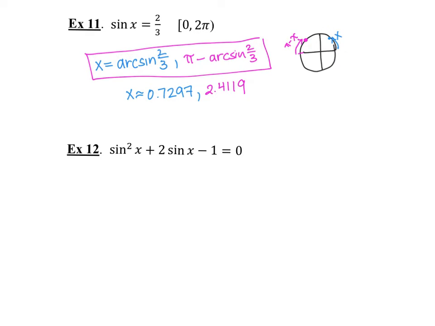Example 12 is sine squared x plus 2 sine x minus 1 equals 0. Okay, my first thought is to factor this. But if I think of the factors of -1, 1 and -1, they're never going to add up to 2, which leaves me the option of either completing the square or the quadratic formula. I'm going to go ahead and use the quadratic formula.